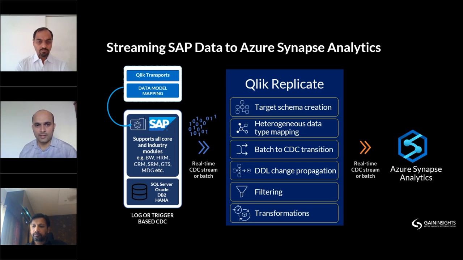Our Replicate engine does CDC based on logs. That means there's absolutely no load on the transactional system. It uses the logs to do the change data capture. It can propagate DDL, you can do filtering, and you can also do simple transformations. Once you have done this, the next step would be, next slide.